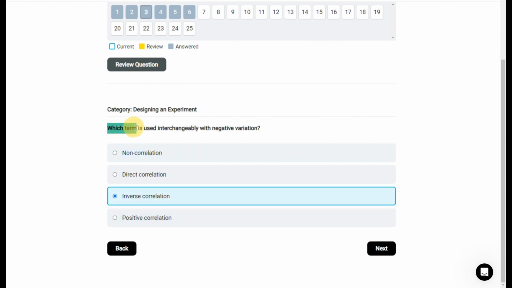Next, which term is used interchangeably with negative variation? The correct answer to this question would be inverse correlation. Although this one may be kind of backwards to think about, inverse correlation would be the correct answer. It can help to think of positive variation as a deviation or movement in data that goes in the same direction as something else. It is positively correlated. Vice versa, negative variation would be the opposite, or inversely correlated to something. Thus, inverse correlation is another term for negative variation.